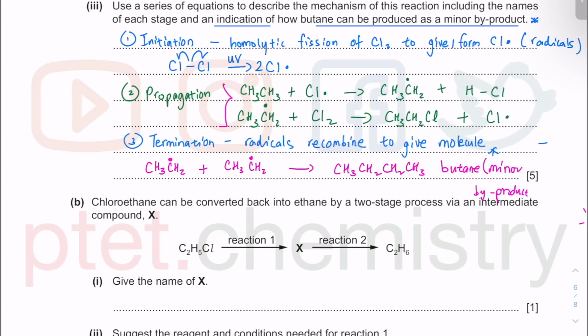Of course, I can write another termination step. So the CH3CH2, usually I will use it to form the desired product as well.